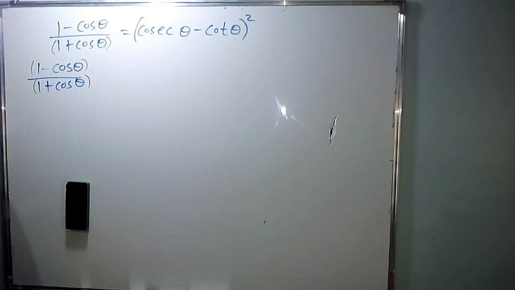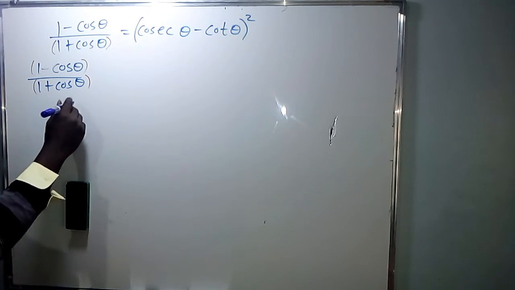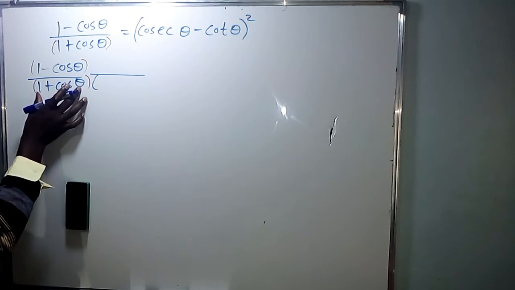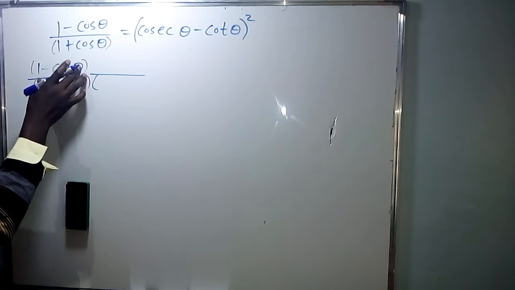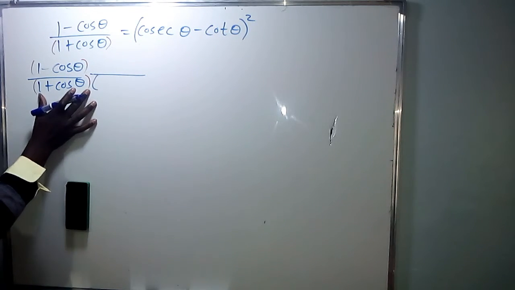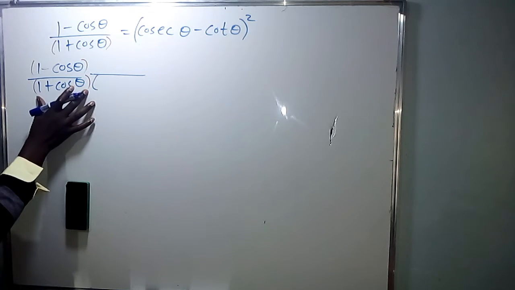But we don't need the numerator here to prove this trigonometric identity, meaning we get the conjugate of the denominator, because it is the denominator we are getting rid of, isn't it? So you take the conjugate of where you are getting rid of. If you are getting rid of the numerator, then you take the conjugate of the numerator, isn't it? But we are getting rid of the denominator, so we take the conjugate of the denominator.